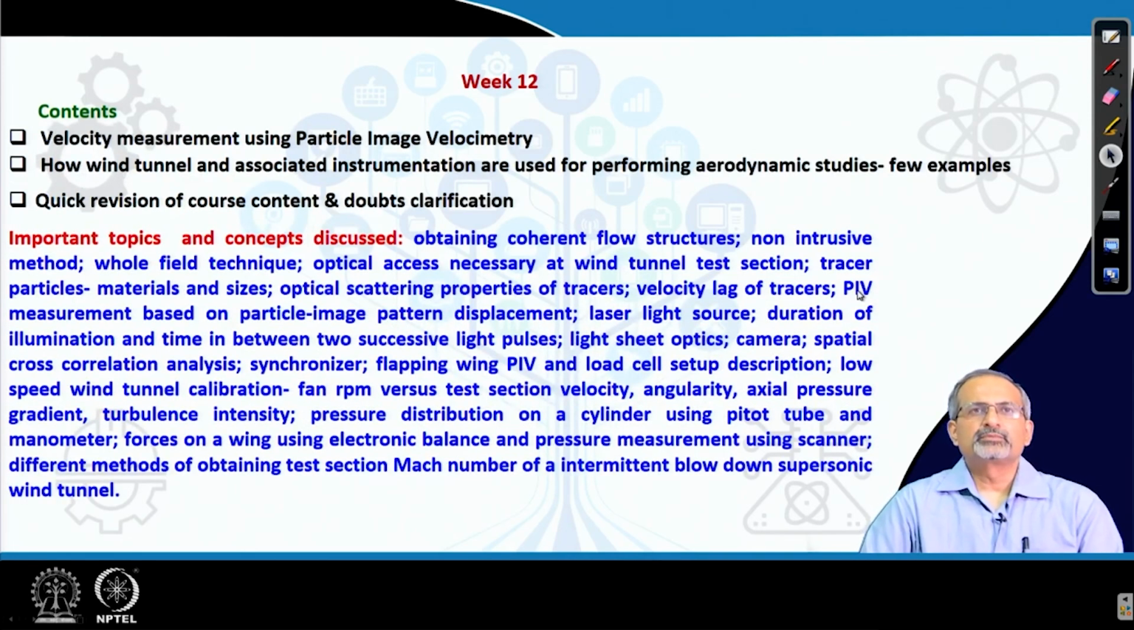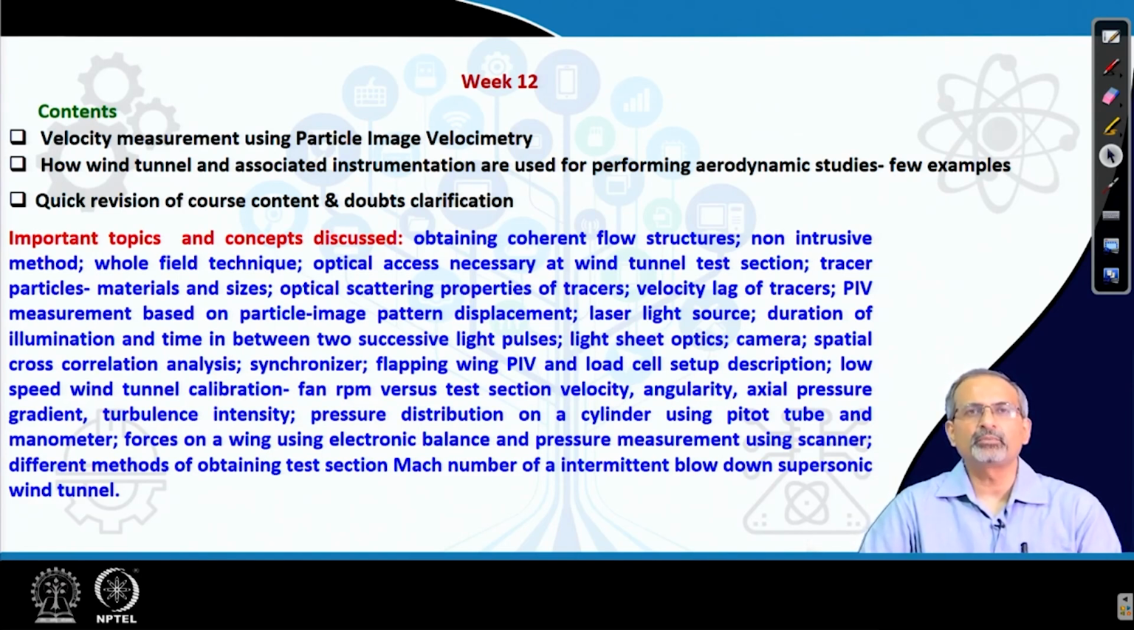The final week was spent discussing particle image velocimetry and a little bit about how to perform aerodynamic studies using the available instrumentation in wind tunnels with some examples. In the PIV sections, we discussed obtaining coherent flow structures using PIV. It is essentially a non-intrusive method and is also a whole field technique where you look at the entire flow field which is illuminated instead of making point-wise measurements.